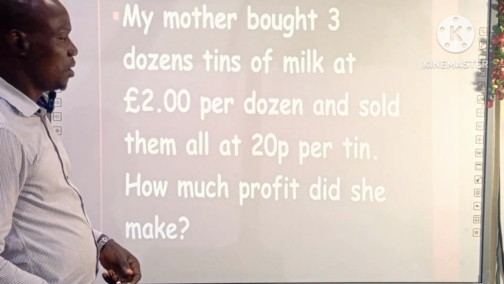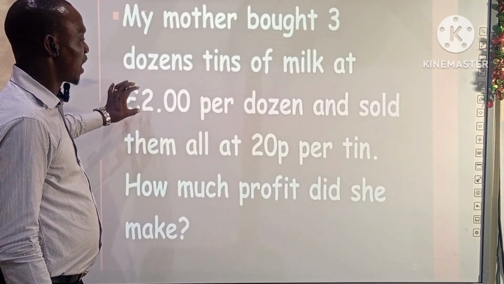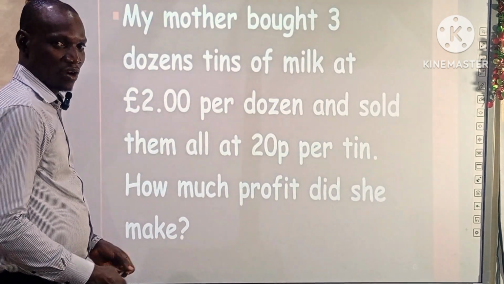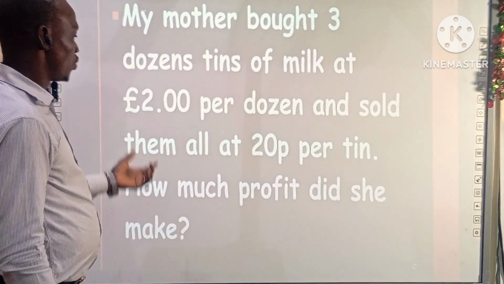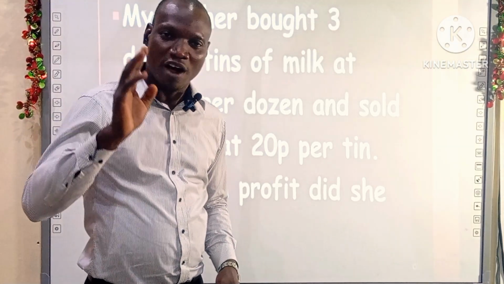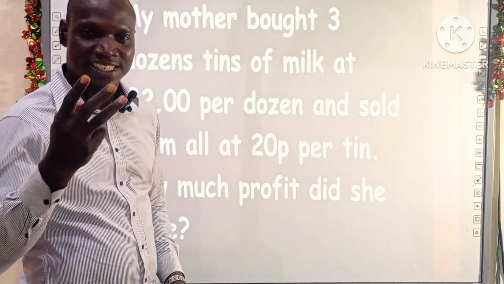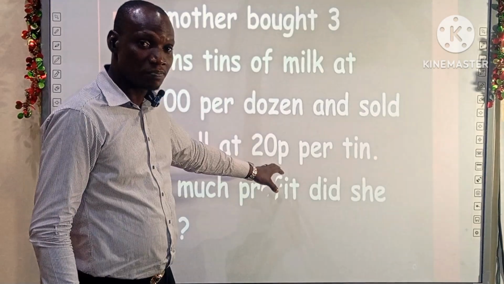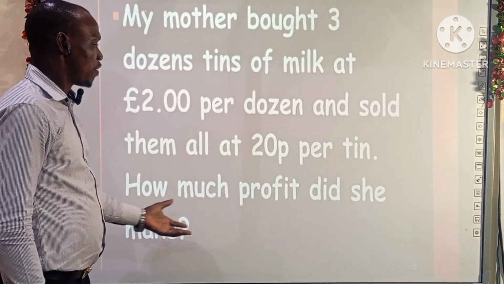It's a direct question. But the first thing we must look for is to determine the total cost of the 3 dozen of milk. A dozen costs £2, so we're going to look for the cost of 3 dozens. Remember, 1 dozen is made up of 12 items, so the 3 dozens will be made up of 36 tin of milk. And each tin of milk was sold for 20 pence. Now, how much profit did she make?